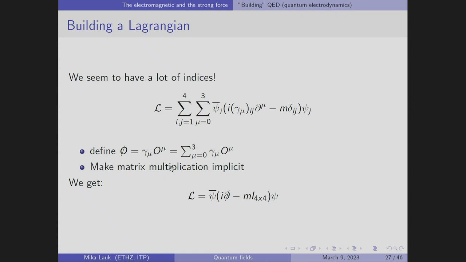And the second thing I do is I make the matrix multiplication implicit. So I don't write the indices anymore. I just write something like this. So now it looks a lot better, to me at least. And in a second, it will also become clear why this is a nice form to look at what kind of interactions we can have in the theory.